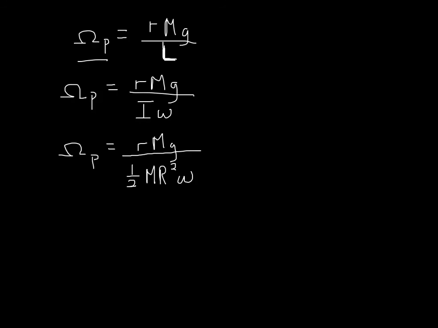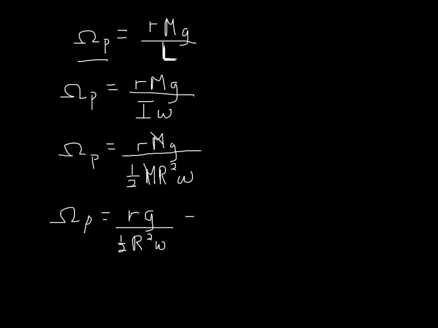I can see here that my masses are going to cancel out. So the mass of this disk really is completely inconsequential. It doesn't matter how big this disk is. And I have my precession velocity is r times g divided by 1/2 r squared times omega, how fast I'm spinning.